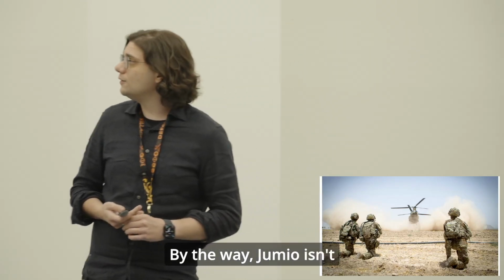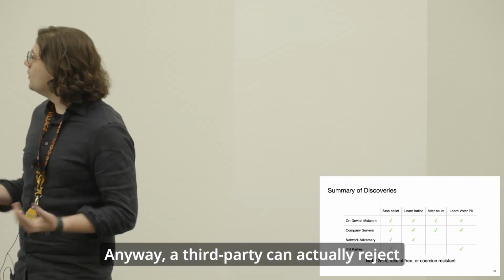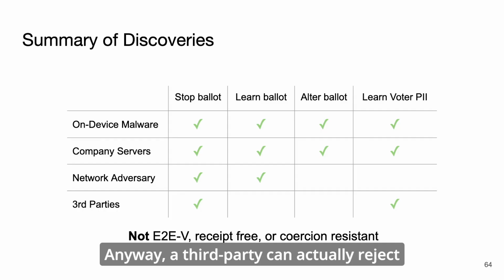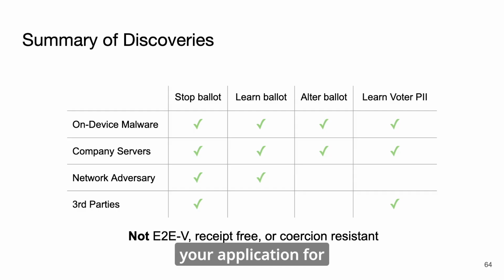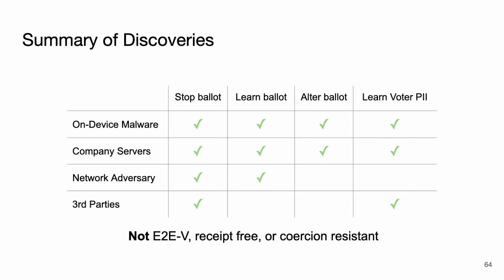And by the way, Jumio isn't entirely a US company. The majority of their devs are actually in India. Anyway, so a third party can actually reject your application for access, right, because they can say no, and they can learn a ton of personally identifiable information about the voter.